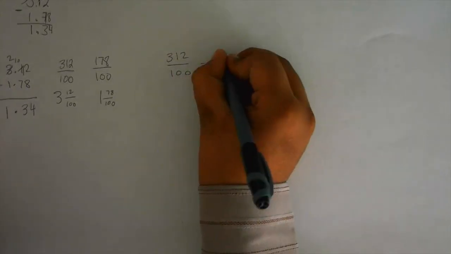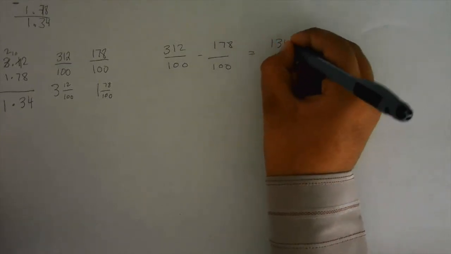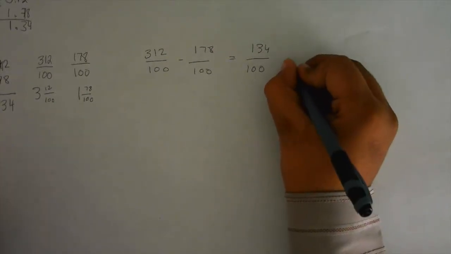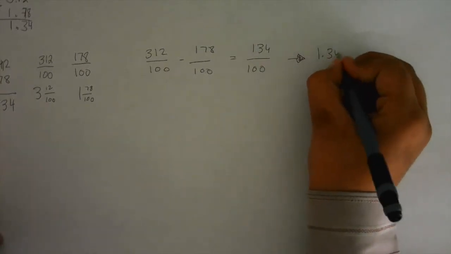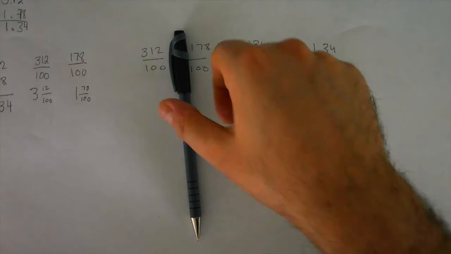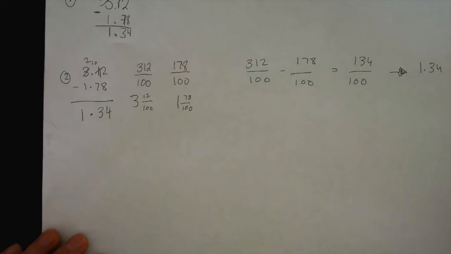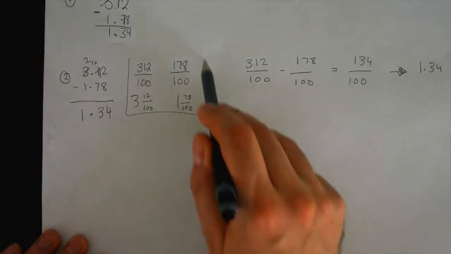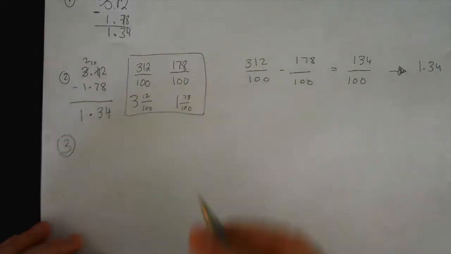Subtract 178 over 100 equal to 134 over 100, which is equal in decimal to 1.34. An interesting approach, to say the least. I think you did an extra step there, but that's entirely up to you. I'm going to see if we can figure out another way to attack this one, because I believe there's an easier way to do this. Did anyone have a different strategy?